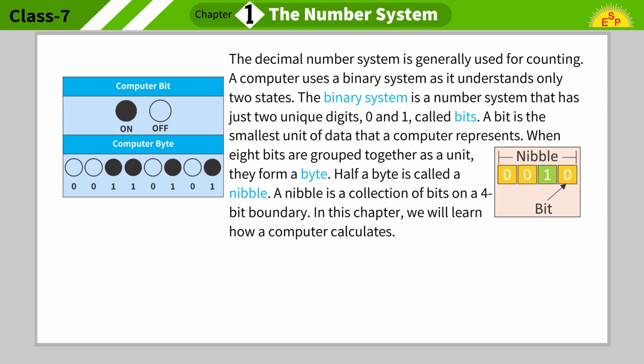A bit is the smallest unit of data that a computer represents. When 8 bits are grouped together as a unit, they form a byte. Half a byte is called a nibble. A nibble is a collection of bits on a 4-bit boundary. In this chapter, we will learn how a computer calculates.